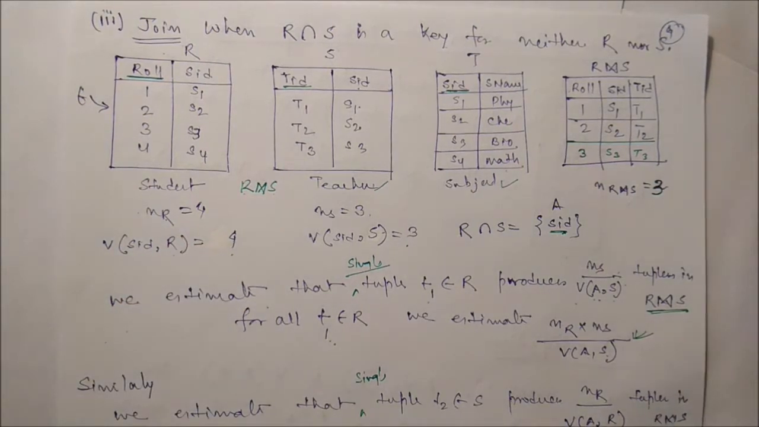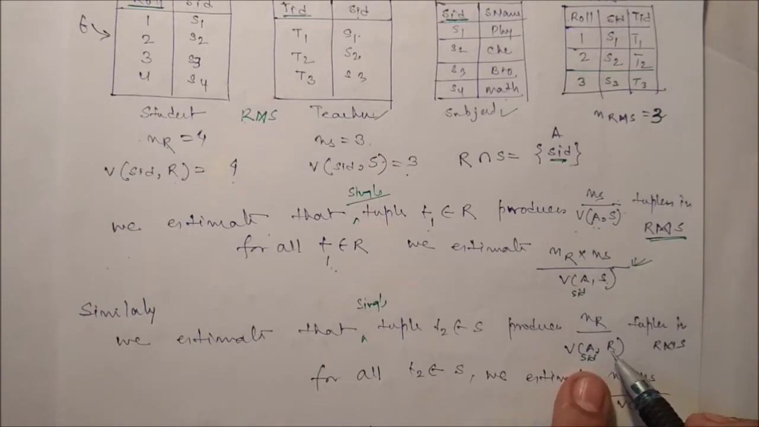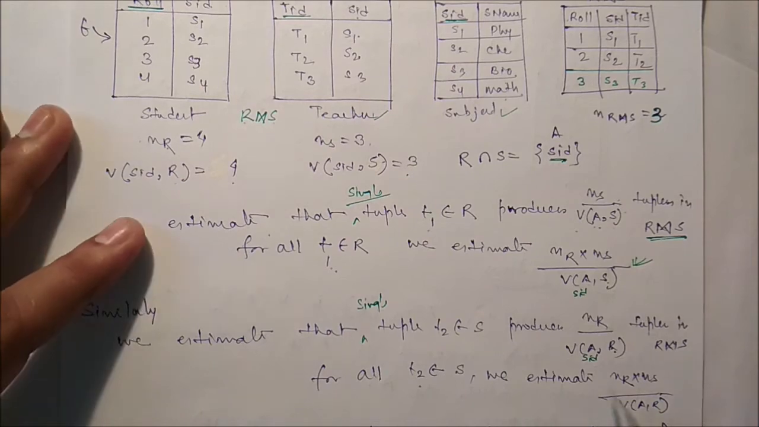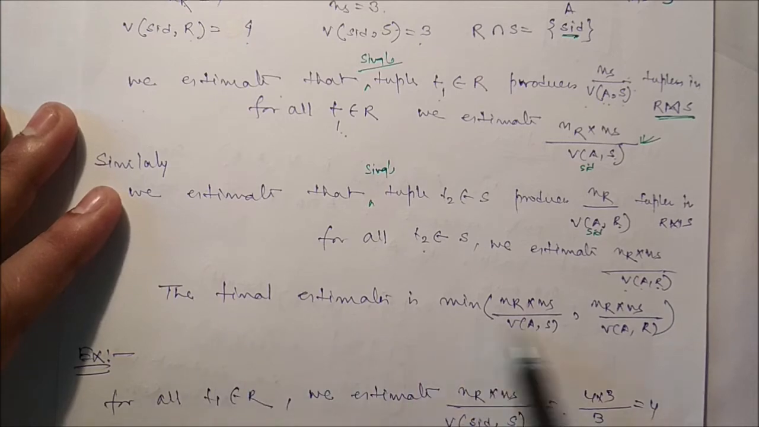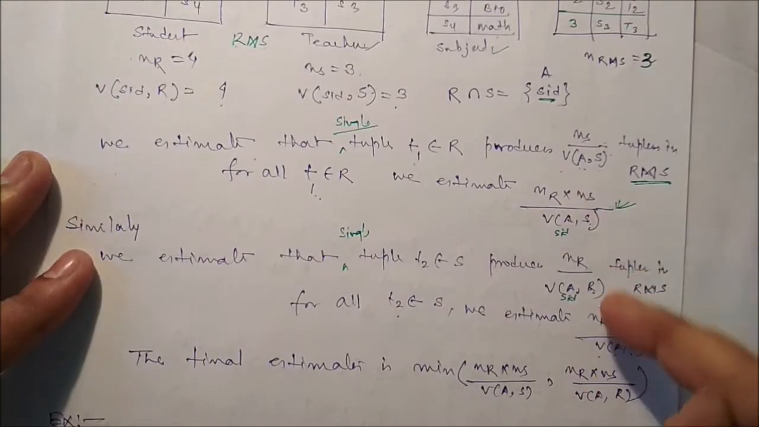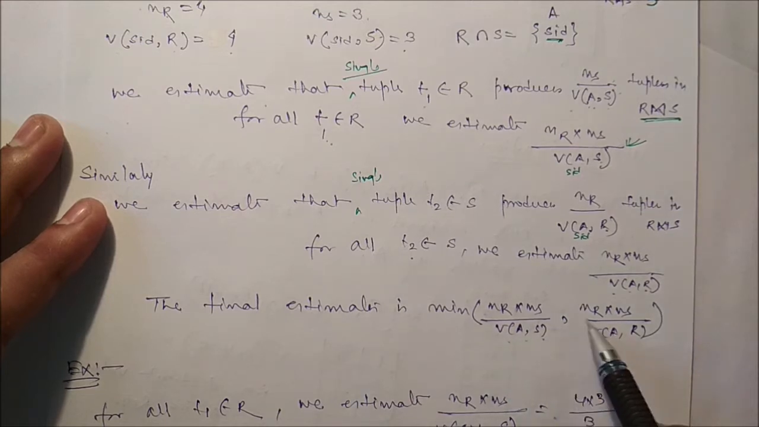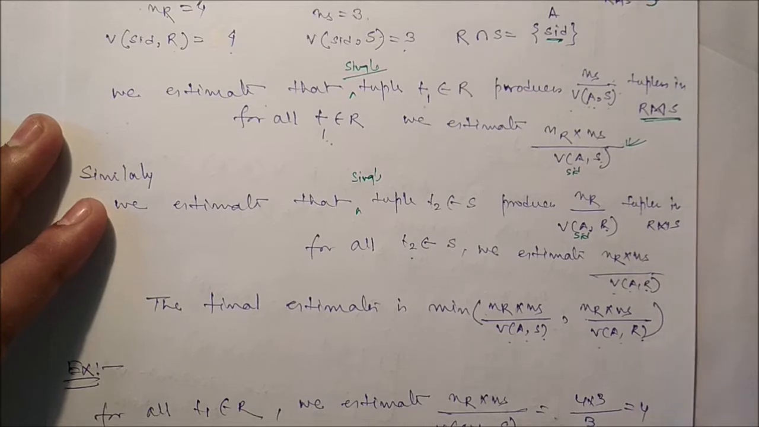V(A, R) is the distinct attribute SID, subject ID, from the relation R. We can see here this is also subject ID from the relation S. And here it is from R. For all T2 belonging to S, we estimate NR into NS by V(A, R). And the final estimation is what? We have to take the minimum of these two: NR into NS by V(A, S), or NR into NS by V(A, R). Are you getting this one?